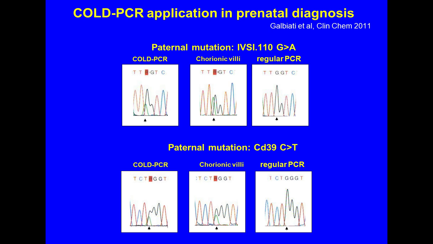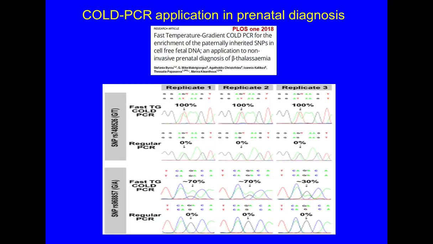So the first paper was published by Galbiati and co-workers in Italy in 2011. There have been some intermediate papers, but the most recent papers were published in 2018 by my collaborators in Cyprus, where they were applied to detecting paternally inherited mutations in beta thalassemia.